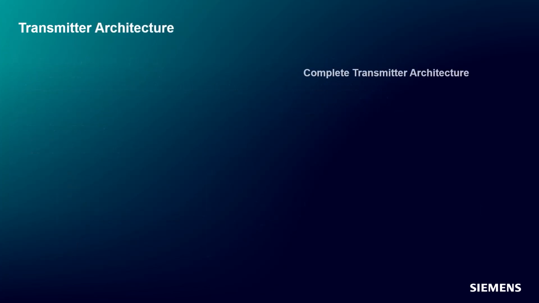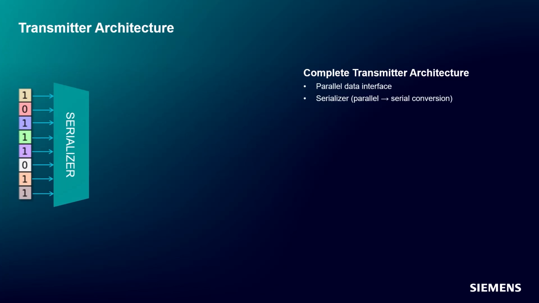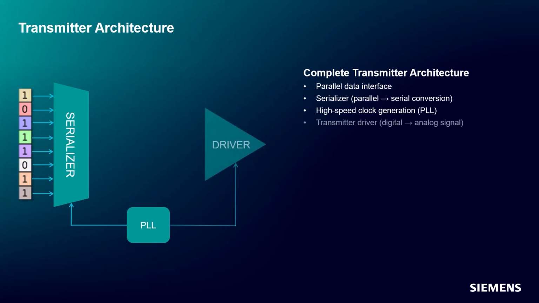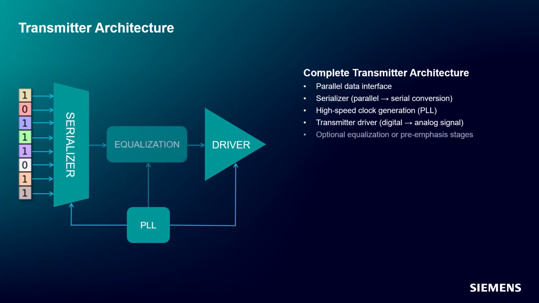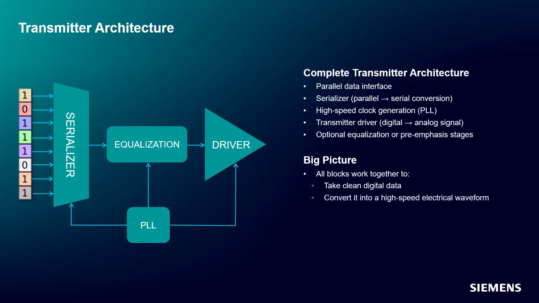So from a physical architecture perspective, a transmitter typically includes a parallel data interface, a serializer, often implemented as a shift register or multiplexer tree, a high-speed clock generation block, usually a PLL, a driver that converts digital bits into analog signals, and optional equalization or pre-emphasis stages. All of these elements work together to take clean digital data and convert it into a high-speed electrical waveform that can propagate through the channel.